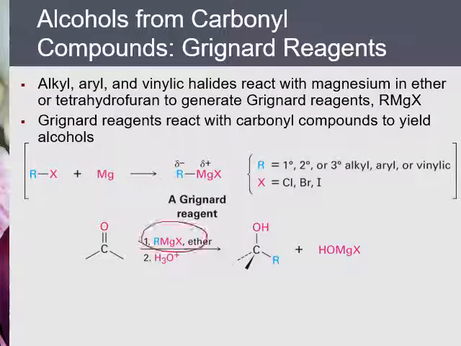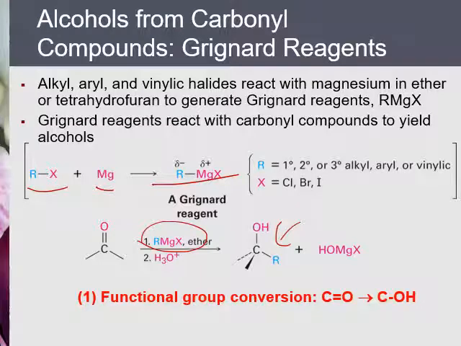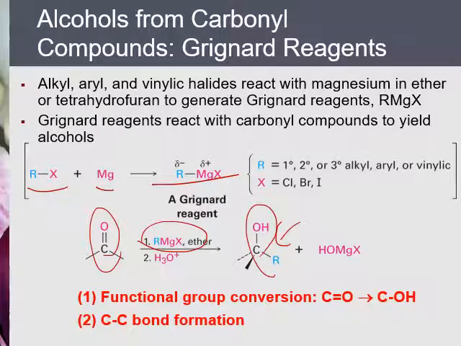Grignard reactions also follow a two-step mechanism to form an alcohol. Grignard reagent can be made by mixing alkyl halides with magnesium metal. The result of the Grignard reaction has two effects. One is to convert a carbonyl group into an alcohol, and the second is that it forms a carbon-carbon bond.